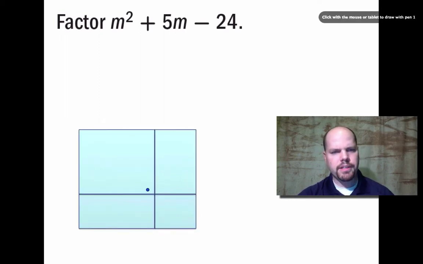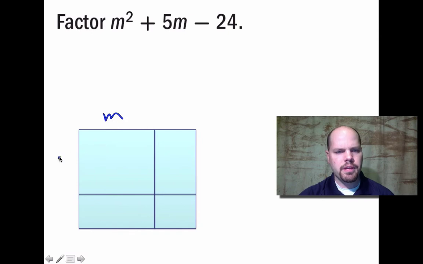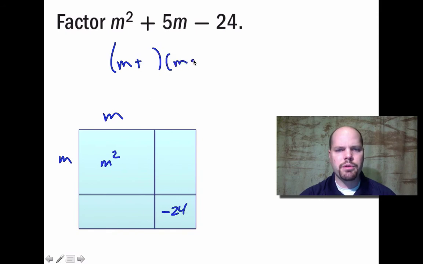All right, factor m squared plus 5m minus 24. We know it's got to be m and m. That's the only way to get m squared. Now we need negative 24, but their sum is positive 5. So we know one has to be positive and one has to be negative because the product is negative 24. So what could we try?